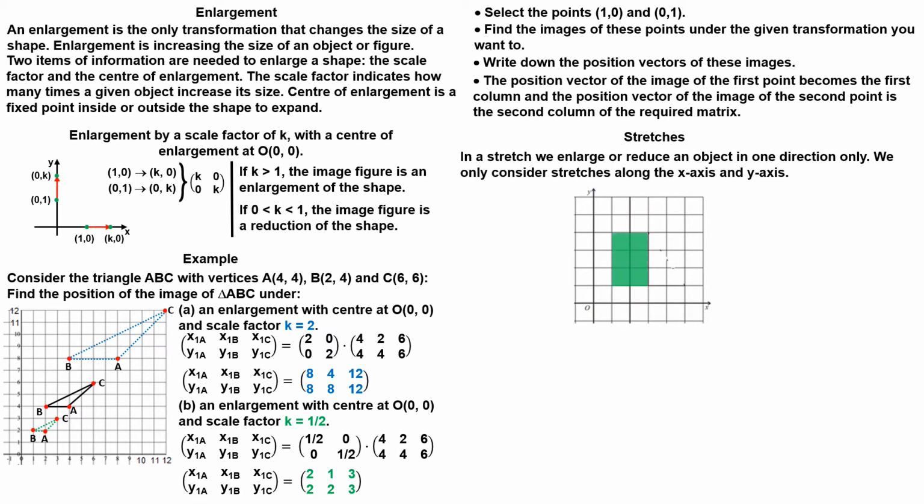In this example, the rectangle has been stretched to give another rectangle. The points on the x-axis have not moved, so the x-axis is called the invariant line. The invariant line is so named because any point along it will not move under a stretch.